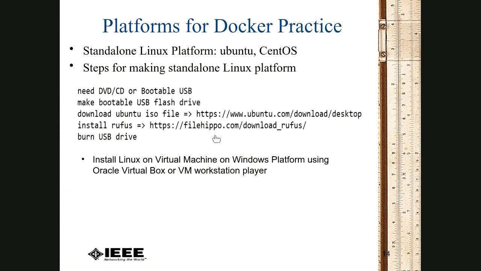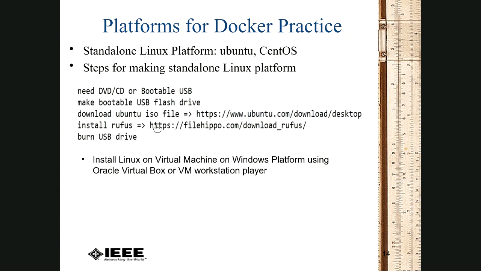Okay, so you can go to this site, www.ubuntu.com/download/desktop. At this site, you should be able to download the Ubuntu ISO. This Ubuntu ISO is called the image of Ubuntu. So once you have it on your machine.